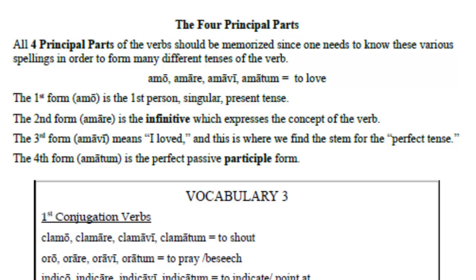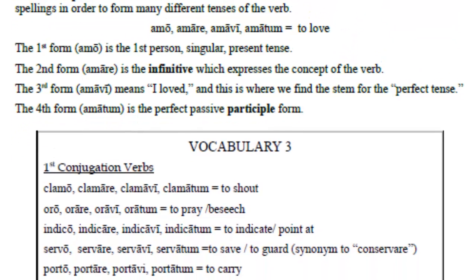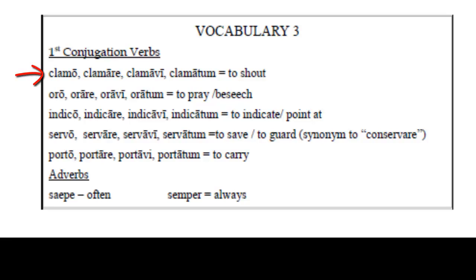Before we get into practice, let's review the vocabulary here. The first verb to memorize this week is clamo, clamare, clamavi, clamatum, to shout. The second one means to pray: oro, orare, oravi, oratum. And then we have indico, indicare, indicavi, indicatum, to indicate or point at.